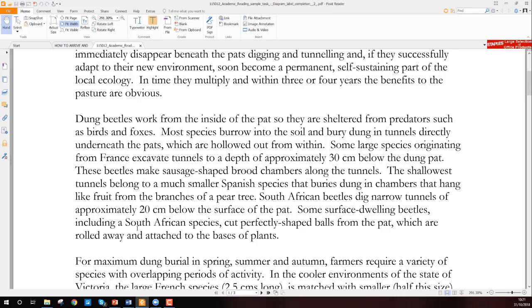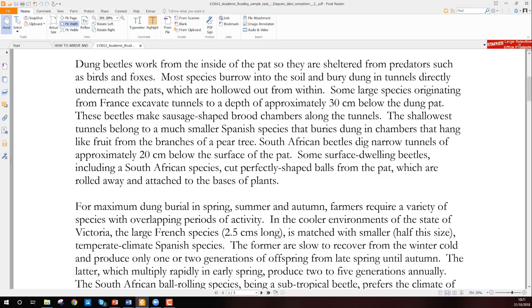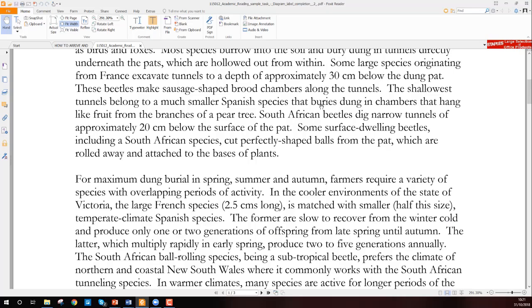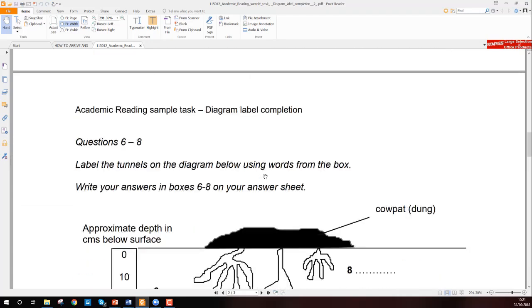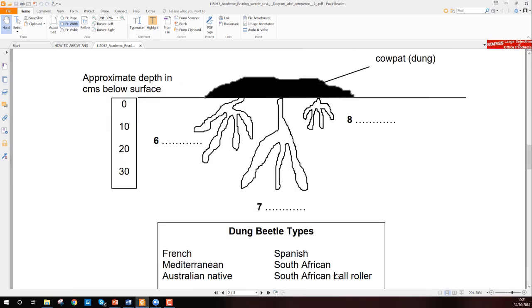Some surface dwelling beetles, including a South African species, cut perfectly shaped balls from the pat, which are rolled away and attached to the base of plants. Surface dwelling means they live on the surface. So South African ball roller, South African.